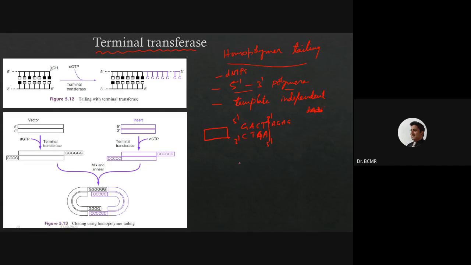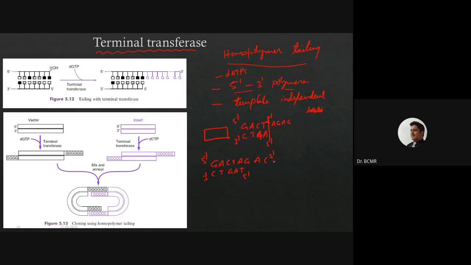If I had another sequence, for example, GACTAGAC, CTGAT. Now this one is 5', and here you have 3', here is 3' and 5'. It can only add DNA molecules to the free 3' end.